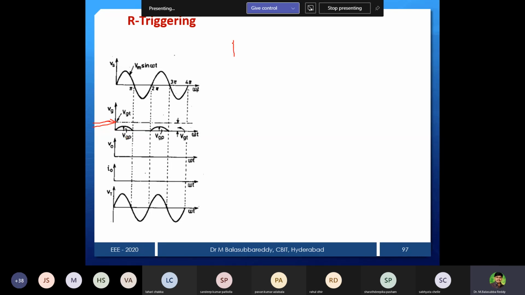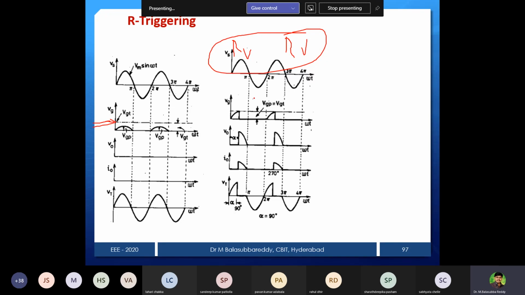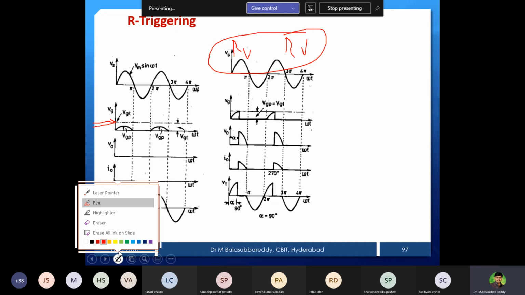And what is RV here? I can use a low value of RV or a high value of RV. What is the difference between the low and high value? Based on the RV value, if I keep RV high, alpha will be more. A higher alpha will trigger the SCR later. If RV is less, then with less resistance it will reach the minimum IG at a lower voltage. So automatically it will trigger the SCR at an earlier instant, which we call a lower alpha. So now I run the waveforms for different RV values also.